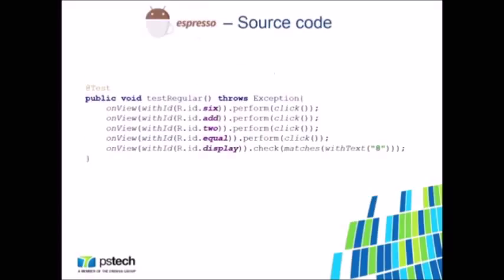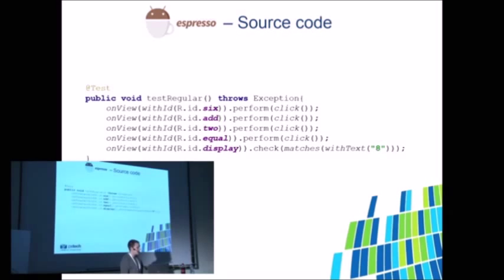So here is how the source code looks like. On first look you see English here. We are on a view with some specific ID. We want to perform a click action. Basically this test just calculates the addition of these 2 numbers, 6 and 2, and at the end we want to check if the result in the display view actually matches the number 8 in this case.